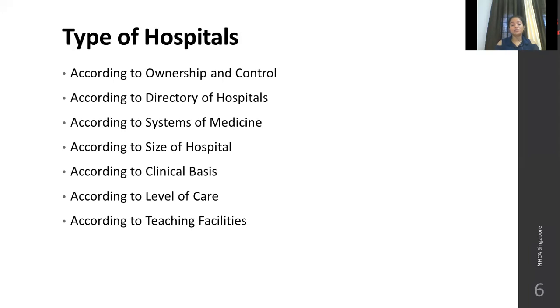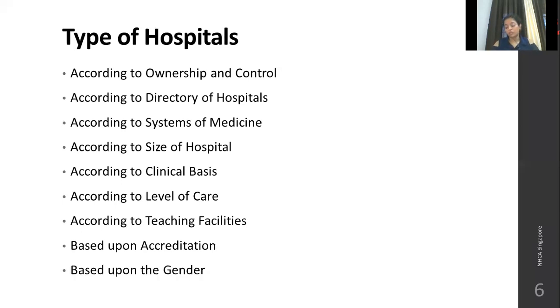According to the teaching facilities, is it a research hospital or a medical institute? Based upon accreditation, JCI accredited hospital or NABH accredited hospital. Based upon the gender, is it a maternity and pediatric hospital or not? According to the length of stay, some hospitals will be palliative care hospitals. Some hospitals will be catering to cancer patients. So based on length of stay, the length of stay is much higher in a cancer care hospital and palliative care hospitals.